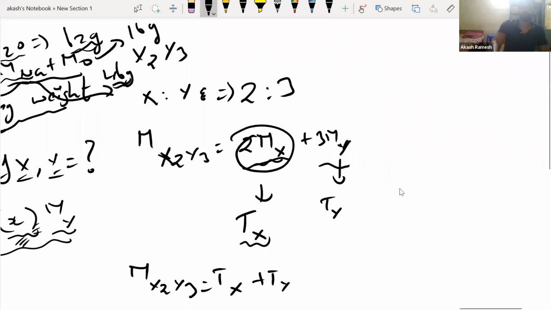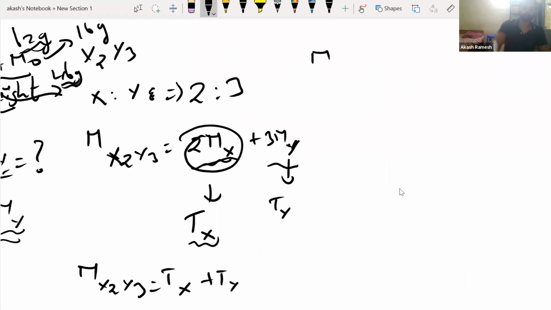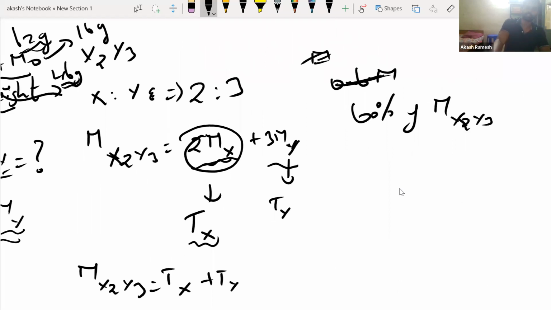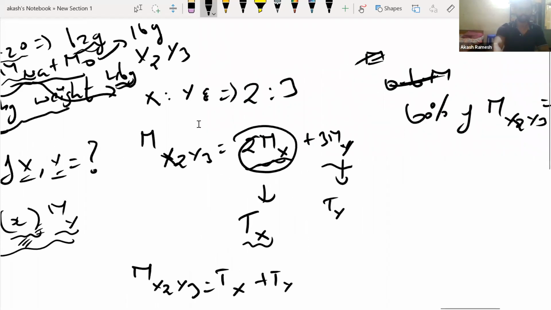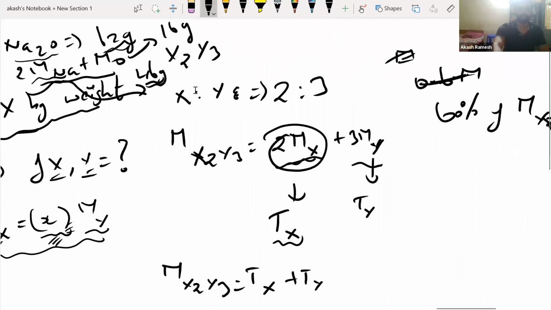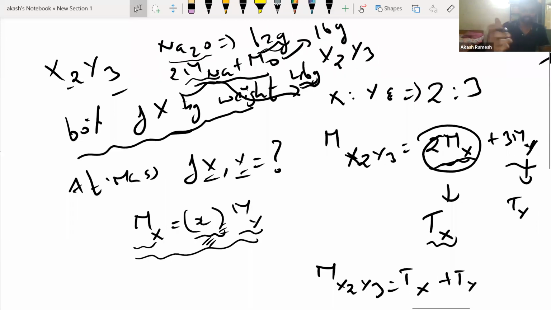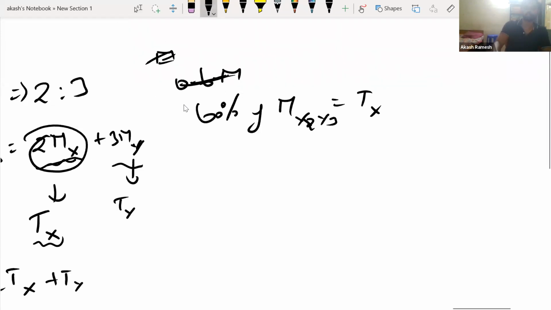I'll write like this: 60% of molecular mass of X2Y3 is the total mass of X. Can I write it like this, guys? This is exactly what is given in the question, right? 60% of the total weight of this molecule is by X, right? So I can write 60% of total mass, that is molecular mass of X2Y3, is the total mass of X.